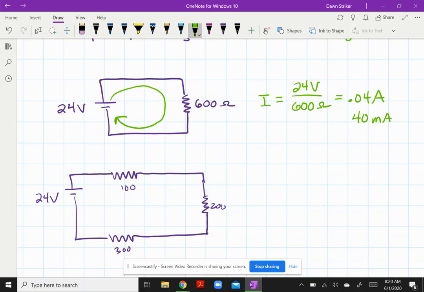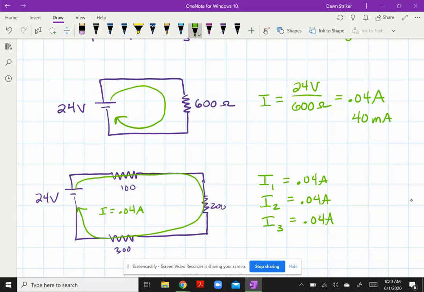Okay, so now I have the current of 0.04. 0.04 travels everywhere. I is equal to 0.04 amps. Okay, that means the current through resistor 1 is 0.04 amps. The current through resistor 2 is 0.04 amps, and the current through resistor 3, 0.04 amps. I could even say the current through the battery is 0.04 amps.